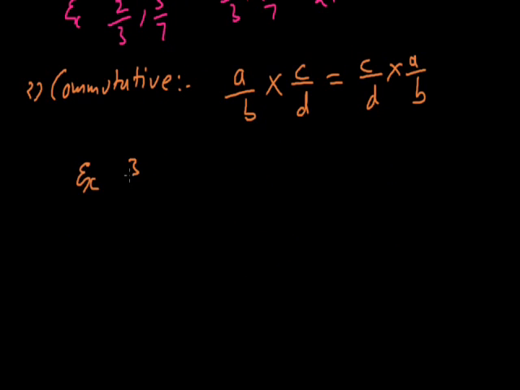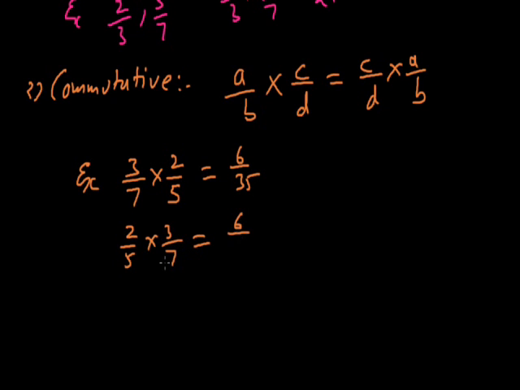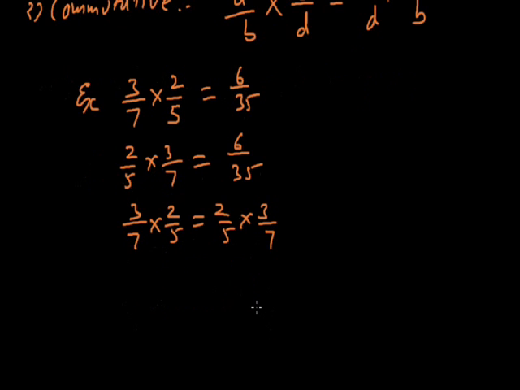For example, let's say I have the numbers 3 by 7 and 2 by 5. Now when I multiply these two numbers, 3 into 2 I get 6 and 7 into 5 I get 35. Or if I multiply 2 by 5 with 3 by 7, 2 into 3 again I get 6 and 5 into 7 I again get 35. So in both cases I get the same answer. So I can say that 3 by 7 into 2 by 5 is the same as 2 by 5 into 3 by 7. So multiplication has the commutative property.